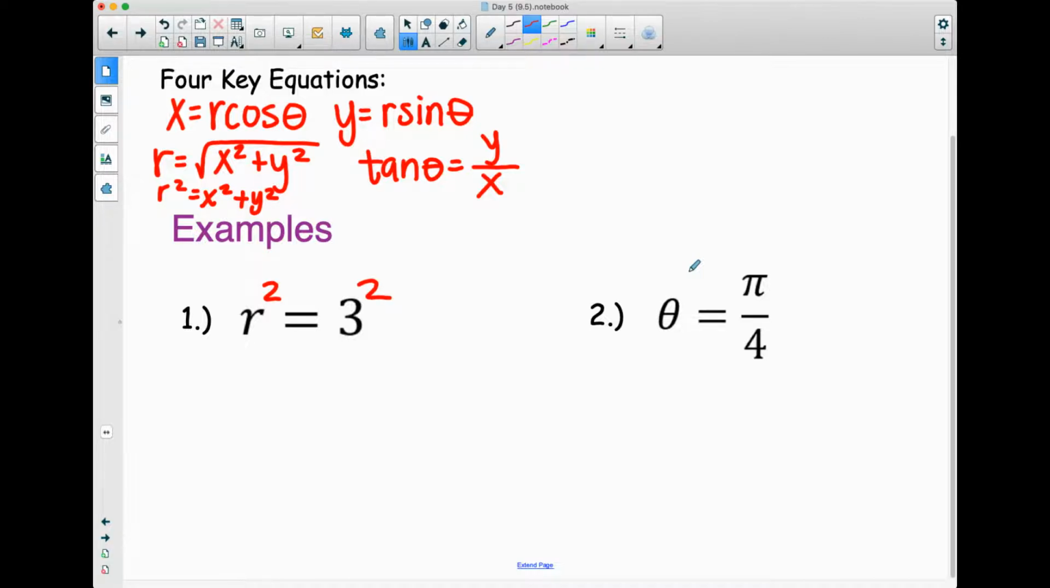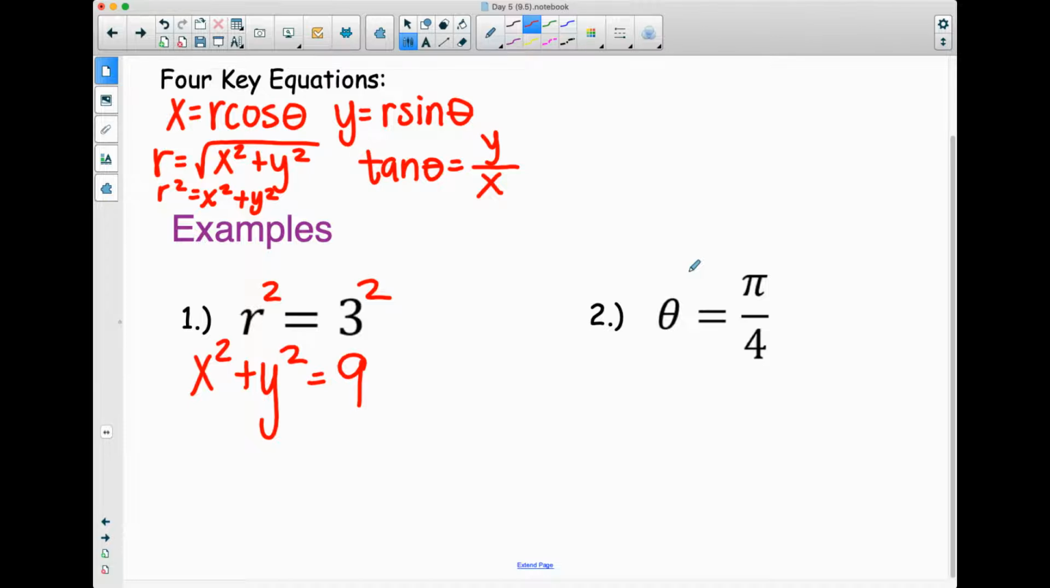I can square both sides. Mathematically legal that I can do that. Then I can say, well, r squared is the same thing as x squared plus y squared. And that's exactly what that is. That would be a circle with the center (0, 0) and the radius 3. So if I was to draw a circle, it'd be on that third ring, and I would have my graph.